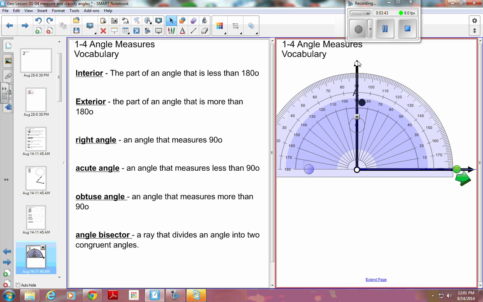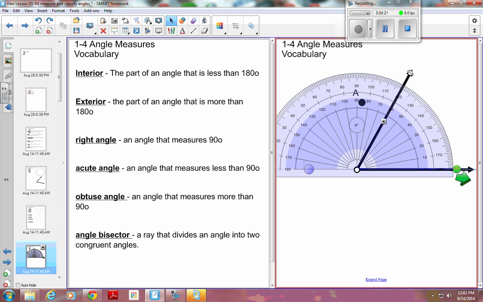Acute angle. An acute angle is anything less than 90, so even right here, that would be acute. This would be acute, this would be acute. Less than 90, acute. Obtuse, greater than 90, so somewhere over there, somewhere in here, even right in here, that is still obtuse. It is greater than 90. So you can't just go by looking at it and say, oh, that looks like a 90 degree angle. You actually are going to have to use your protractors and measure.